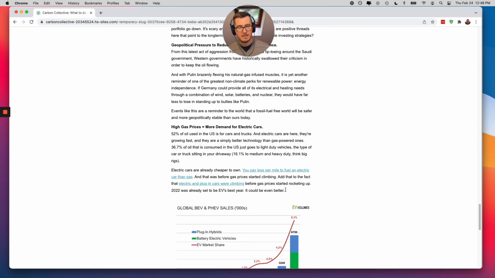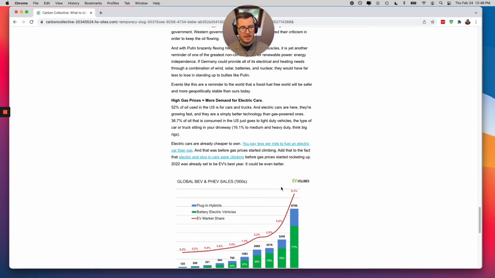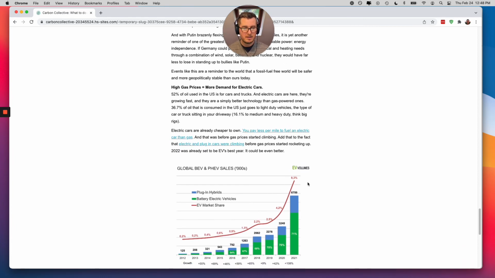The second thing is that high gas prices generally lead to more demand for gas-guzzling alternatives. So this is more efficient cars, this is hybrids, but this is especially electric cars. Electric cars already cost less to fuel per mile than gas. This is especially true if you're using solar at home. And electric car sales have already been climbing really rapidly. So 2022 is set to be electric cars' best year ever, and it's likely going to be even better than that.